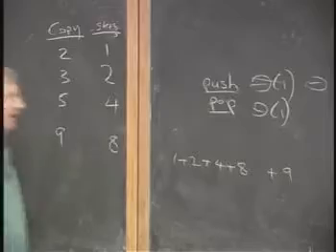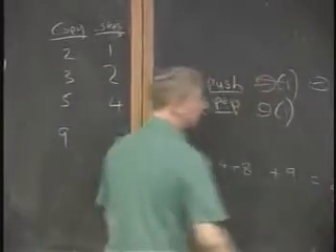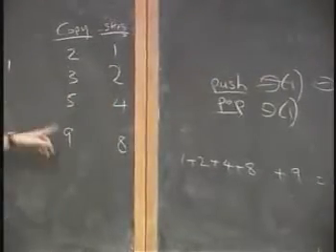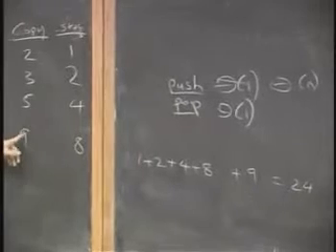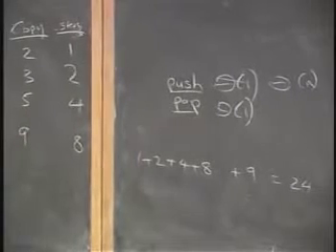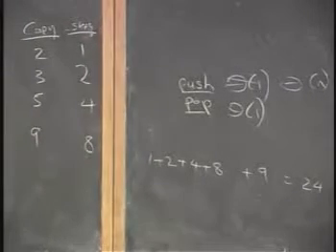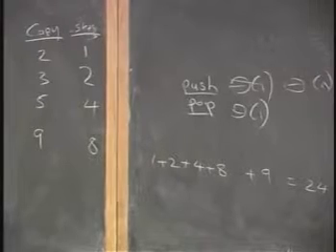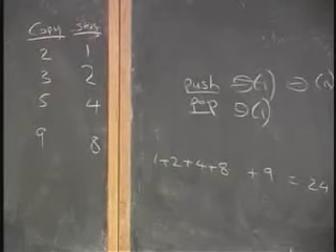12, 14, 15, 24. Exactly 3 times 8, the number before this. Now, is that an accident or is it not an accident? Sam yelled out 3n, so it's probably not an accident. And let's analyze and make sure that it's not an accident.